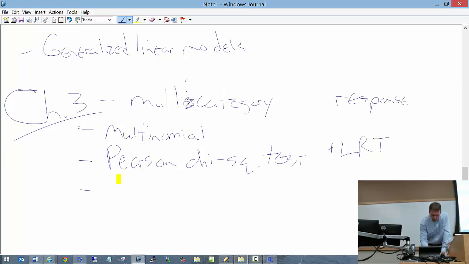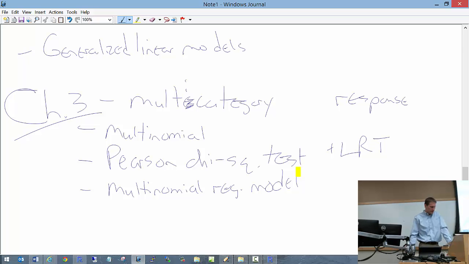Then we started talking about regression models, and we first started talking about a multinomial regression model. You'll know the basics of being able to state the model, being able to estimate the model with the multinom function. Make sure you can estimate what pi sub j would be, so the probability of having a response in category j. Make sure you can derive the expression for pi sub j. I've given that on tests before.